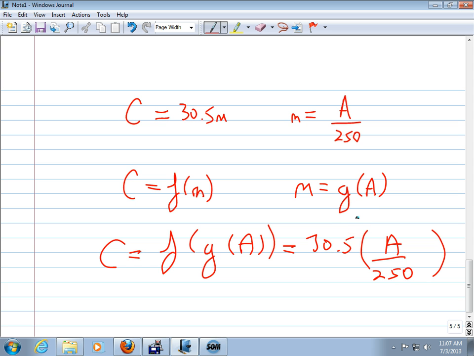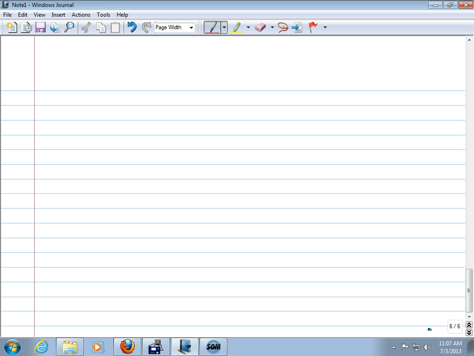Let's get used to this idea of plugging the output of one function into the input of another function. That's what composition means. All right, let's practice that. The output of this function got plugged into that function, right? Okay. Let's go back to the chirping problem.